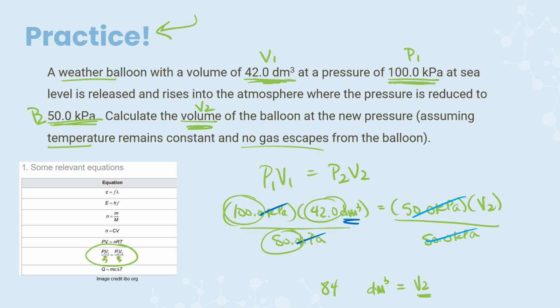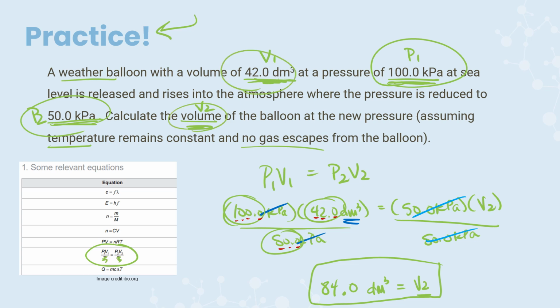But how many sig figs do we need? Count 1, 2, 3, 4, 1, 2, 3, 1, 2, 3. That's going to be 3 sig figs, so we're going to call it 84.0 cubic decimeters as our final volume. This makes so much sense because I cut my pressure in half. That's going to double my volume.